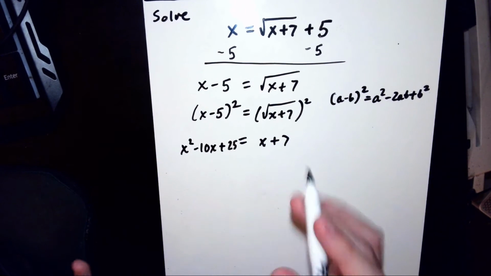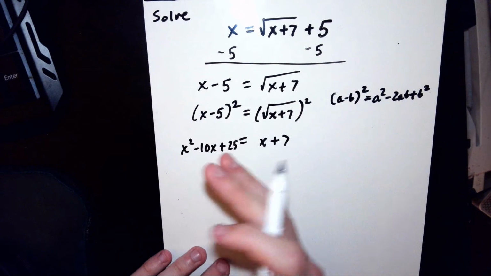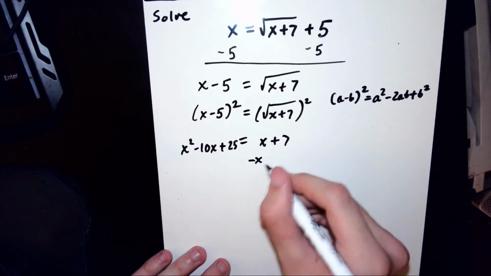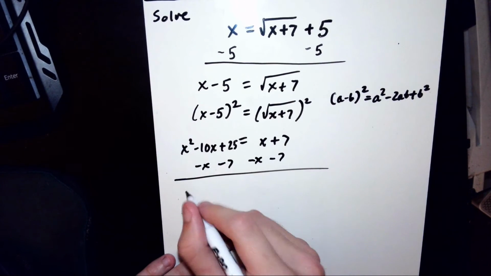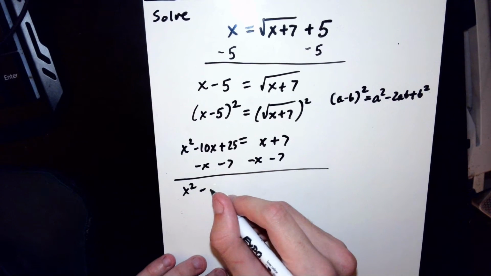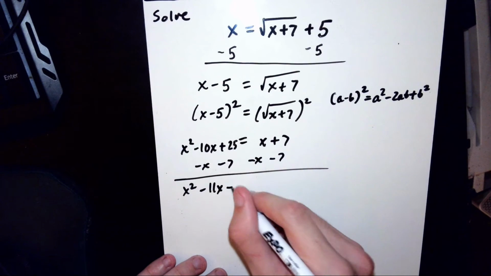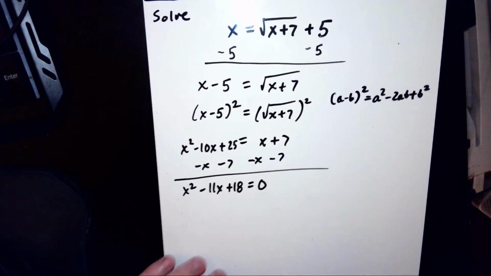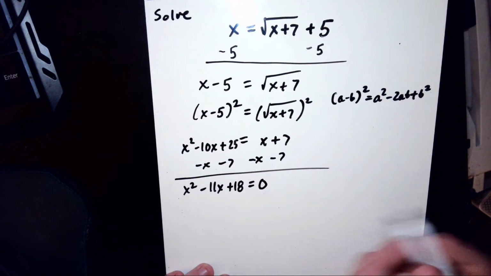Now we've got this quadratic equation, and remember, whenever you're trying to solve a quadratic equation, you should get it equal to 0 and attempt to factor. So in doing that, we would subtract x and subtract 7. This leaves us with x squared. Here we've got minus 10x and minus x, that's minus 11x. We've got plus 25 and minus 7, that's plus 18. And then on the right-hand side, we've just got 0. Now we just have to try to factor this.